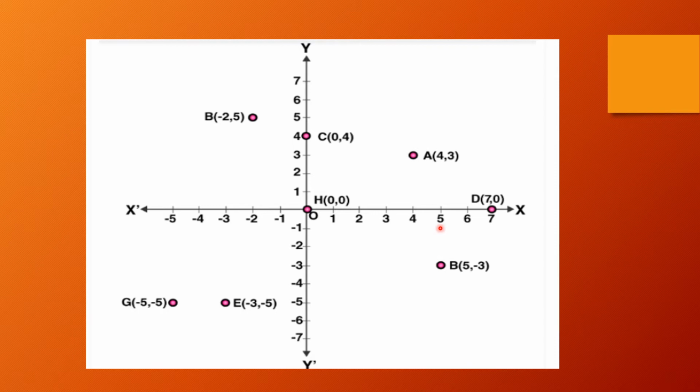And B of (5, -3). Take 5 units along the x-axis, and the ordinate of B is -3. So they intersect over here, B of (5, -3).